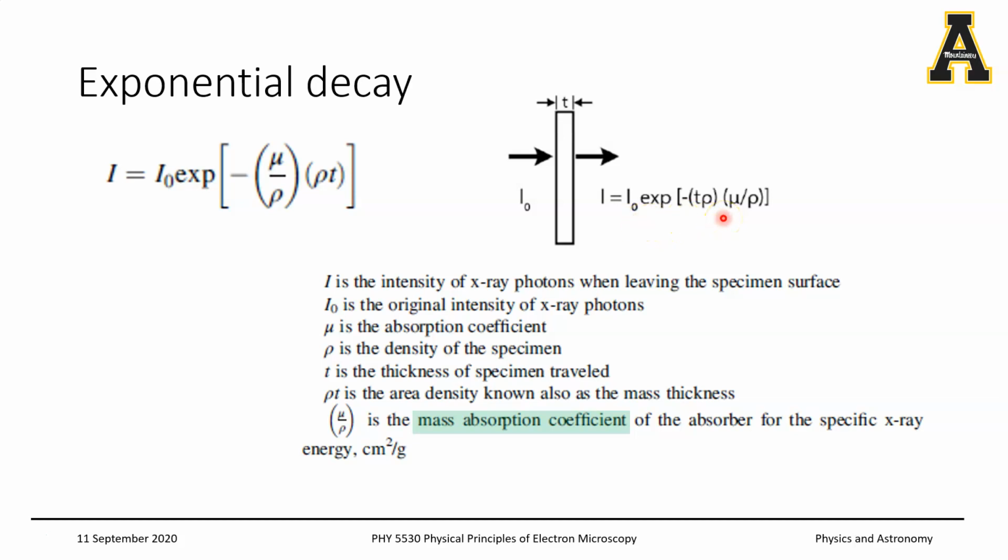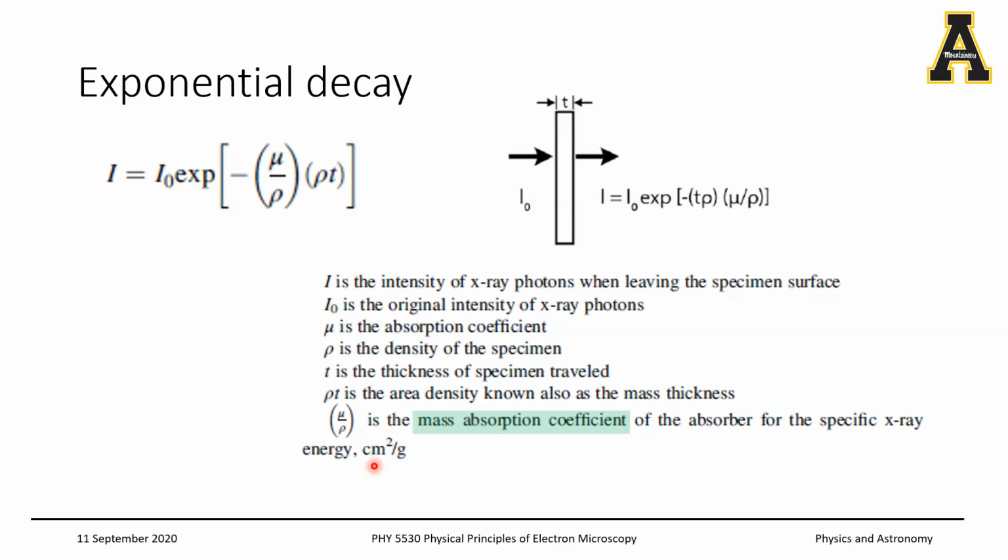Okay, where rho is the density of the specimen. So if you have a higher atomic number sample, the loss of intensity is going to be a lot faster versus a low atomic number sample. And in the relationship mu over rho, mu is the absorption coefficient. That is something very important, which is also called the mass absorption coefficient, and it is given in units of centimeter square per gram.